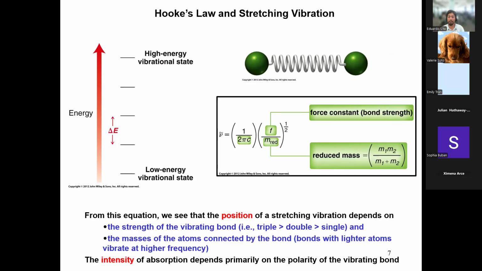It depends on what type of bond you have. And of course, it also depends on the polarity. So we'll talk about that as well. So any questions? This is simply just a physical overview. You don't have to know the Hooke's law reduced mass harmonic oscillator formula, but you do have to understand what factors affect the wave number.